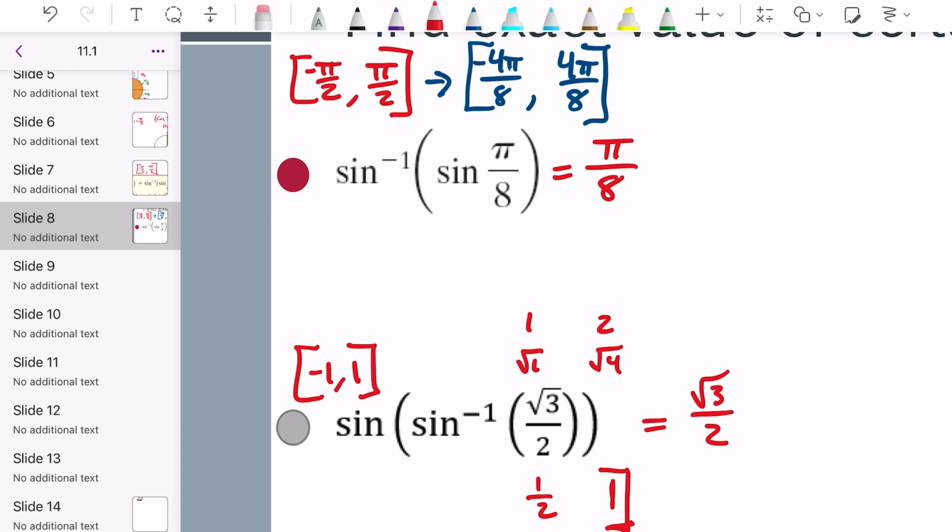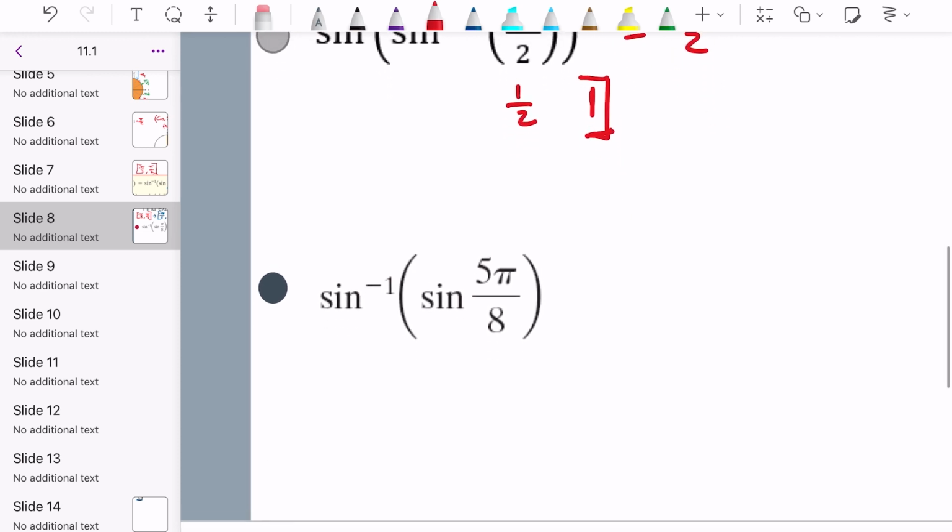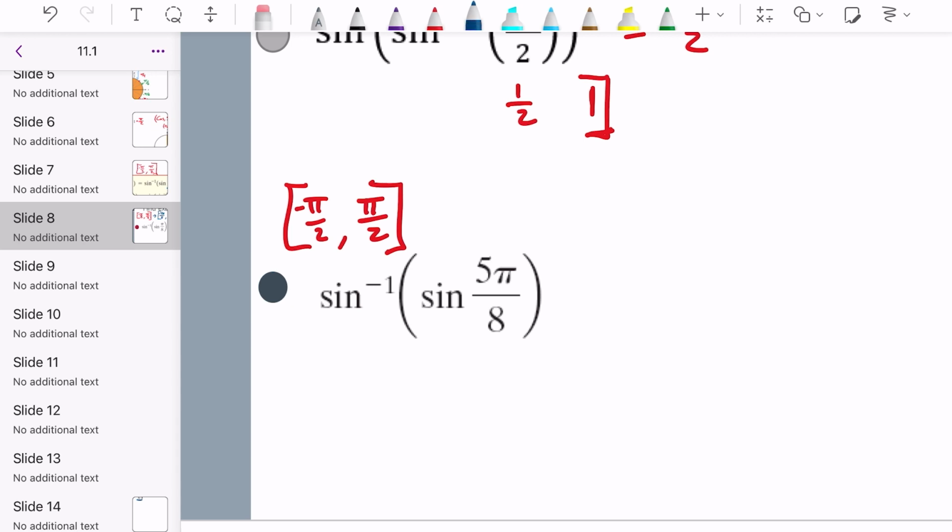Let's take a look at our next problem. Here we have the inverse sine. So in this case, our range is going to be negative pi over 2 to positive pi over 2. Once again, we are going to determine whether we fall inside of that range or not. In this case, this would be equivalent to negative 4 pi over 8 to positive 4 pi over 8.